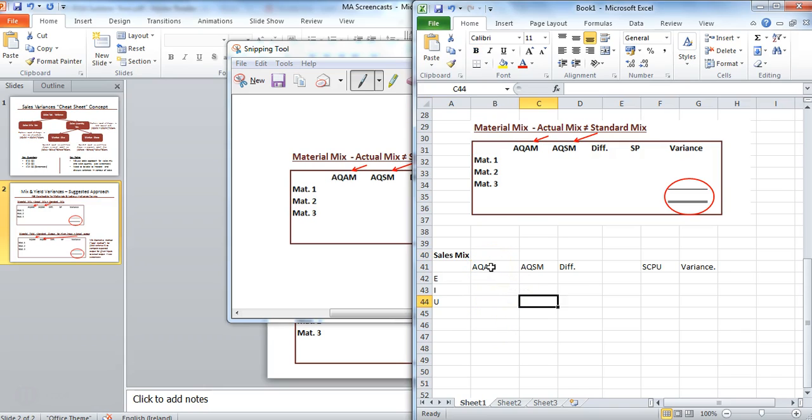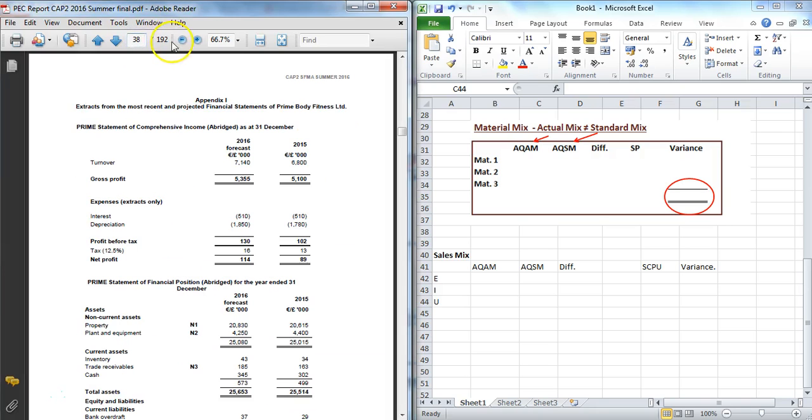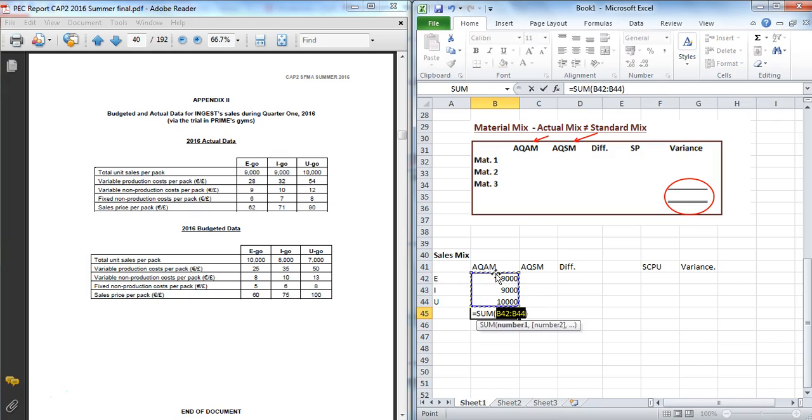So what does AQAM mean? It really means what was the actual quantity sold in the actual mix. So you have those in the question. What was the actual quantity sold? The actual quantity sold for each of them in the actual mix was the 9, the 9 and the 10. So there's nothing more complicated than that. 9,000, 9,000 and 10,000. So that's essentially saying it's the actual quantity, the 28,000 units, and it's in their actual mix, i.e. 9, 9 and 10. So that's the first part, is actual quantity, actual mix.